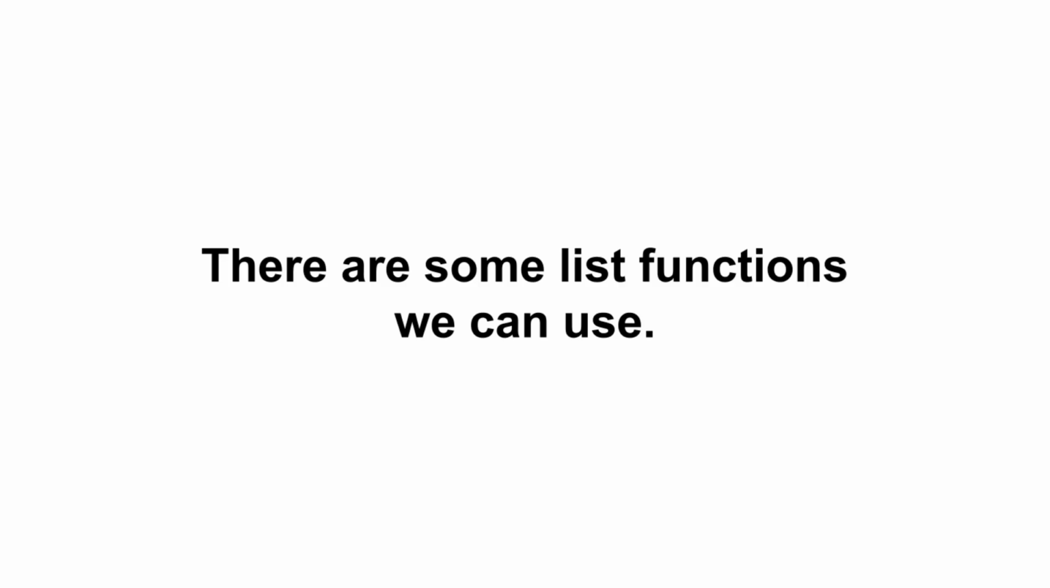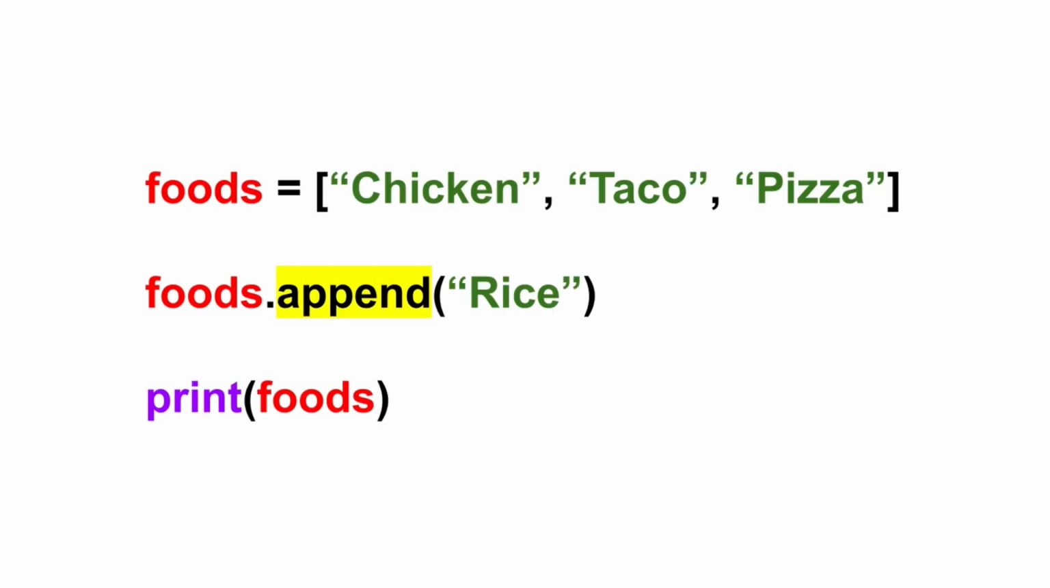When we make a list, there are some list functions that come with it, which we can use to modify our list. The first example would be the append function. We use the append function to add an item after already creating our list.